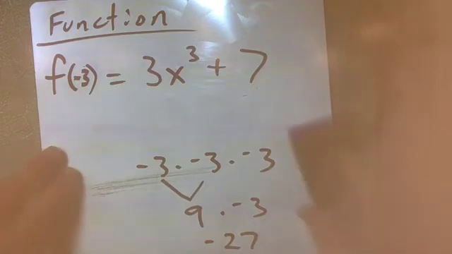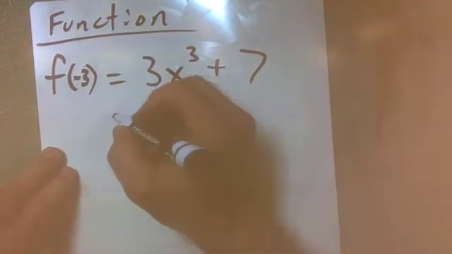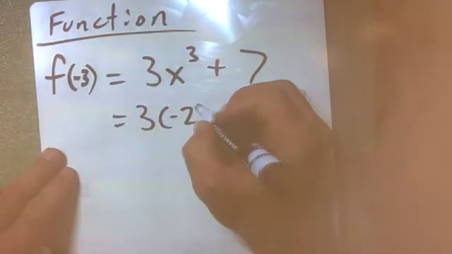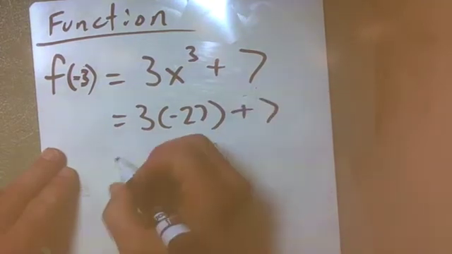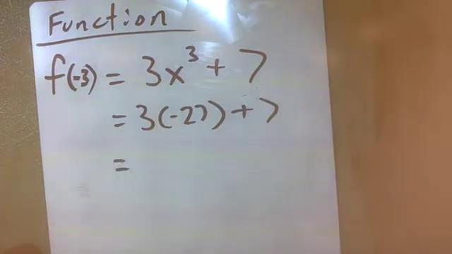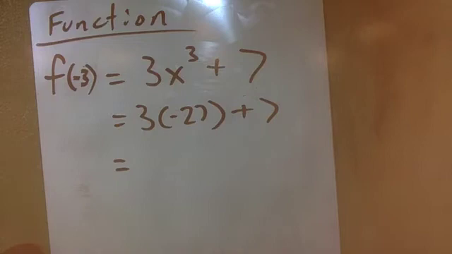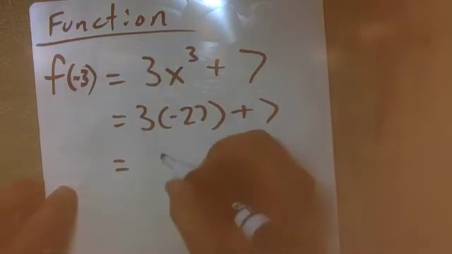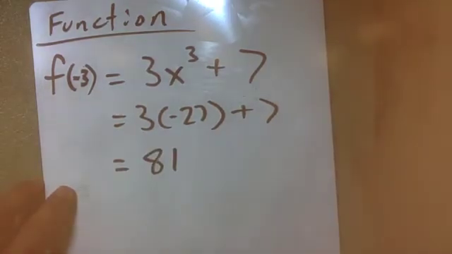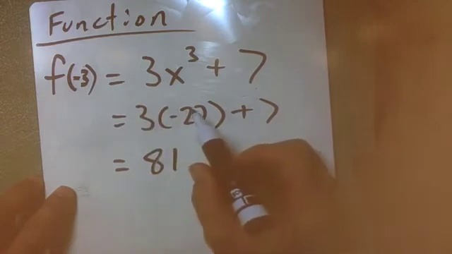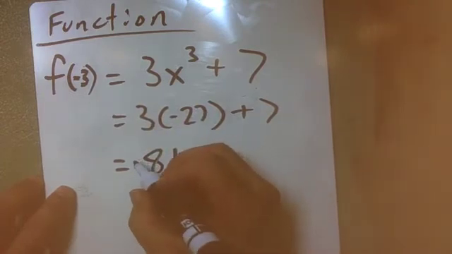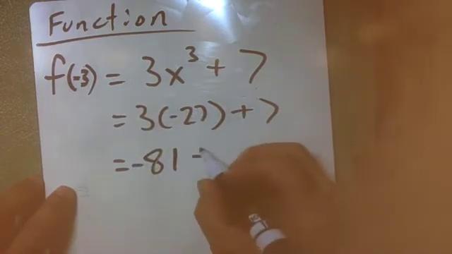Always. So you've got 3 times negative 27 plus 7. 3 times negative 27, well, 3 times 27 is what? 81? And a positive times a negative, 3 times a negative 27, is a negative 81 plus 7.